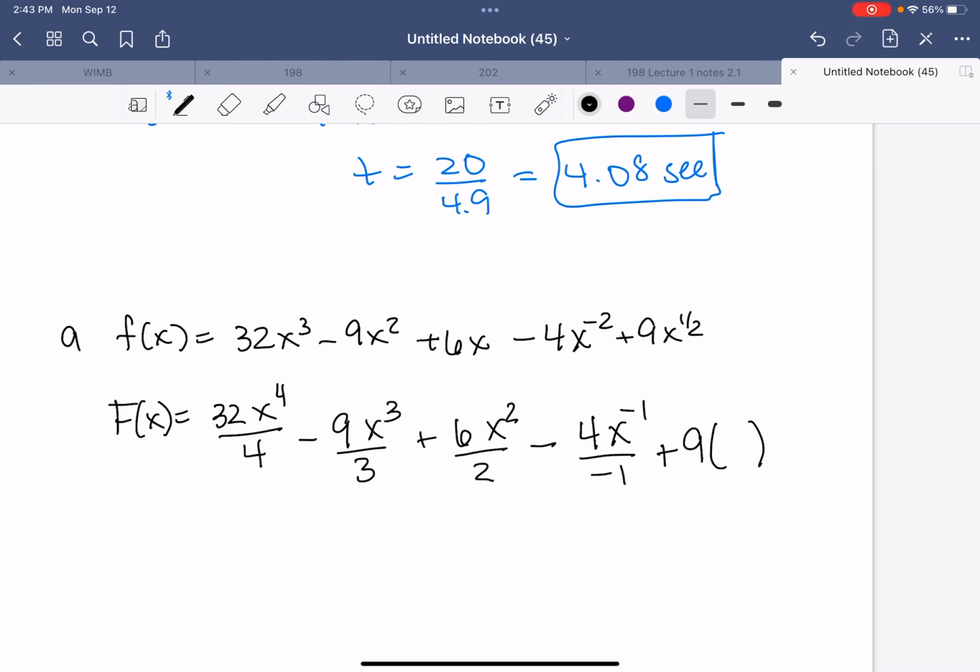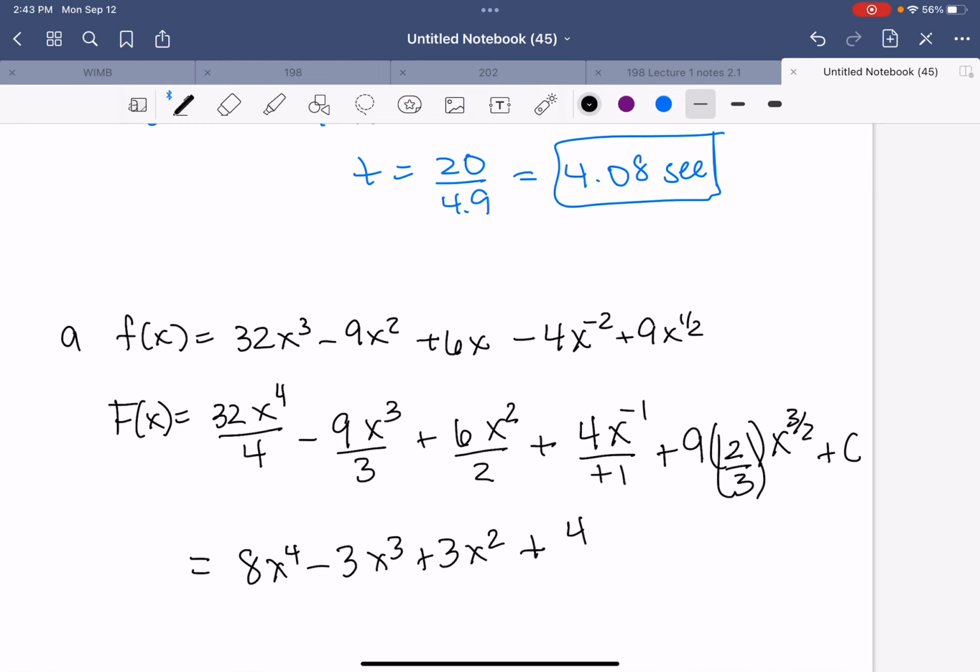9, increase my exponent to 3 halves. And instead of dividing by 3 halves, I'm going to multiply by the reciprocal. So times 2 over 3. Plus a constant. Don't forget your constants. So this gives you 8x to the 4th minus 3x cubed plus 3x squared minus, actually plus because these two cancel out, 4 over x. This becomes 6x plus 6x to the 3 halves plus a constant.